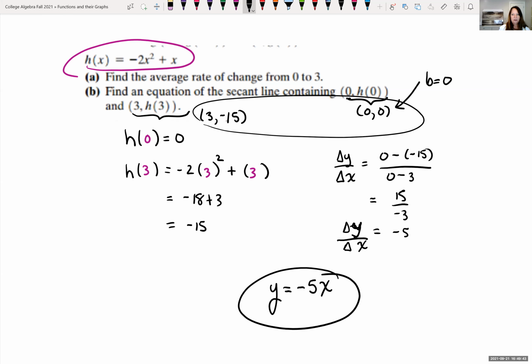Okay, so that is the section on 3.3. So looking at where our graph is increasing, decreasing, constant, finding absolute max, absolute min, local max, local mins, and then looking at this average rate of change and finding the equation of the secant line.